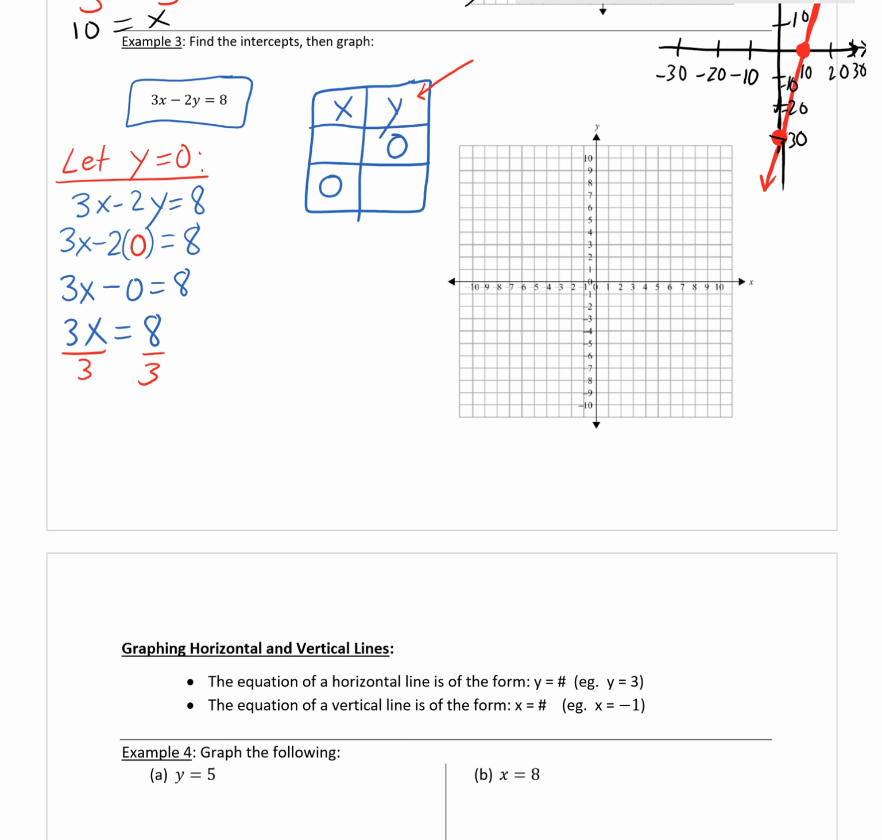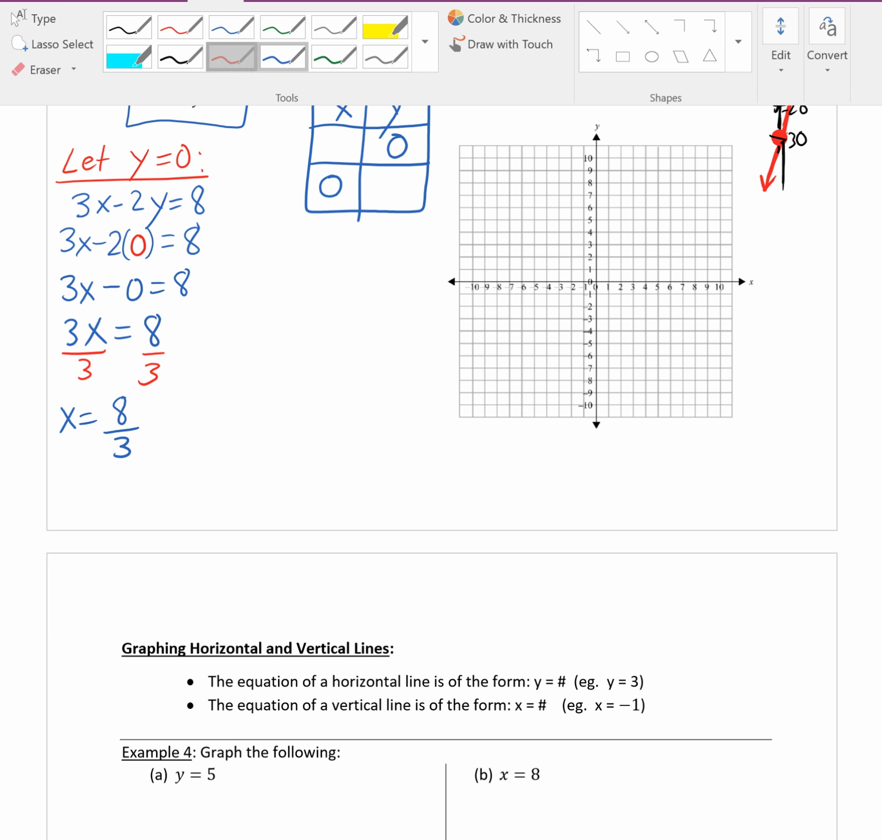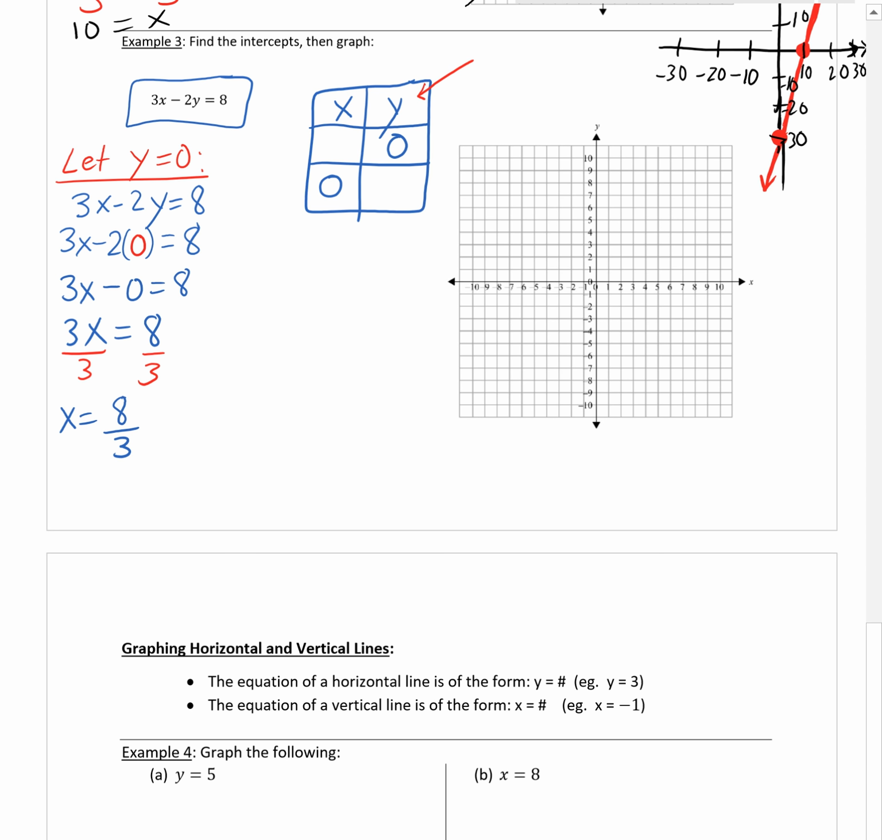And I realize this isn't a pretty number, huh? But that doesn't mean you necessarily did it wrong. There are just some times where these numbers don't work out very well. So that's my x-intercept. I'm going to put that right here. 8/3. That's not going to be pretty. We'll figure out later. There might be a better way to write that.